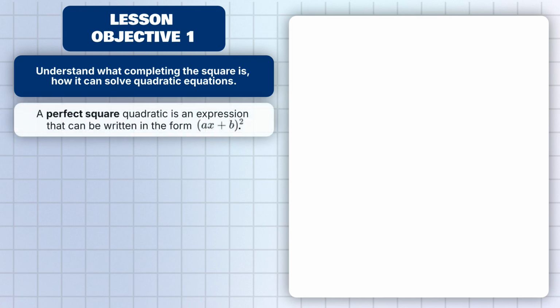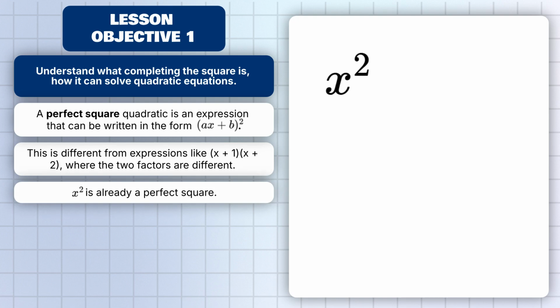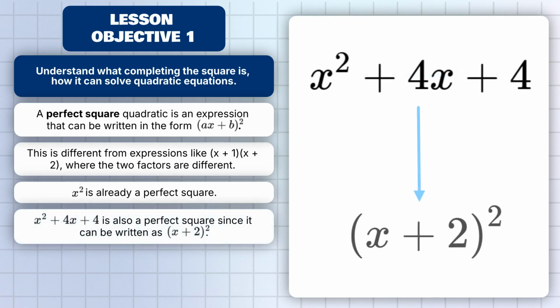A perfect square quadratic is an expression that can be written in the form (ax + b) squared. This is different from expressions like (x + 1)(x + 2), where the two factors are different. For example, x squared is already a perfect square since it can be written simply. Another example of a perfect square is x squared plus 4x plus 4, since it can be written as (x + 2) squared.